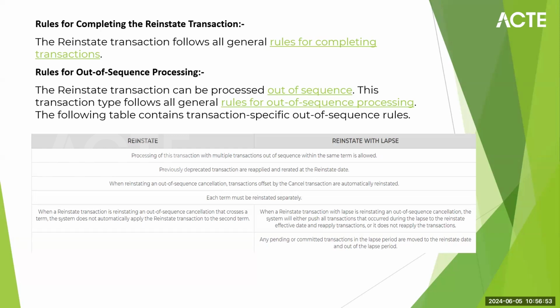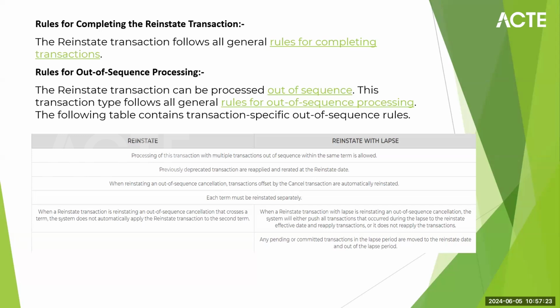Yeah, that's the rule. When a reinstate transaction with lapse is reinstating an out-of-sequence cancellation, the system will either push all the transactions that occurred during the lapse to the reinstate effective date and reapply the transactions, or not reapply them. Suppose you are doing the reinstate with lapse, the policy term date should be within itself. If it is outside, then it will not revert back the changes.